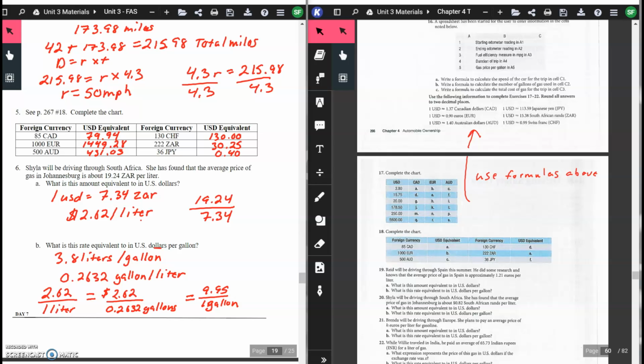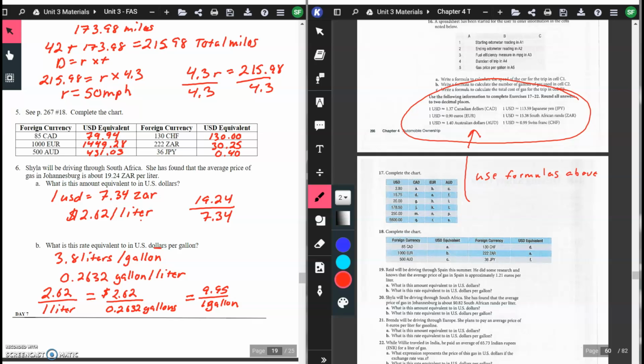1,000 euros gives you a US equivalent of 1449.28. 500 Australian dollars gives you a conversion rate of 431.03. 130 Swiss francs gives you $130. 222 South African rands gives you $30.25, and 36 yens gives you 40 cents. Okay, and again, that chart right over here, these conversion rates are how you find out those specific answers.